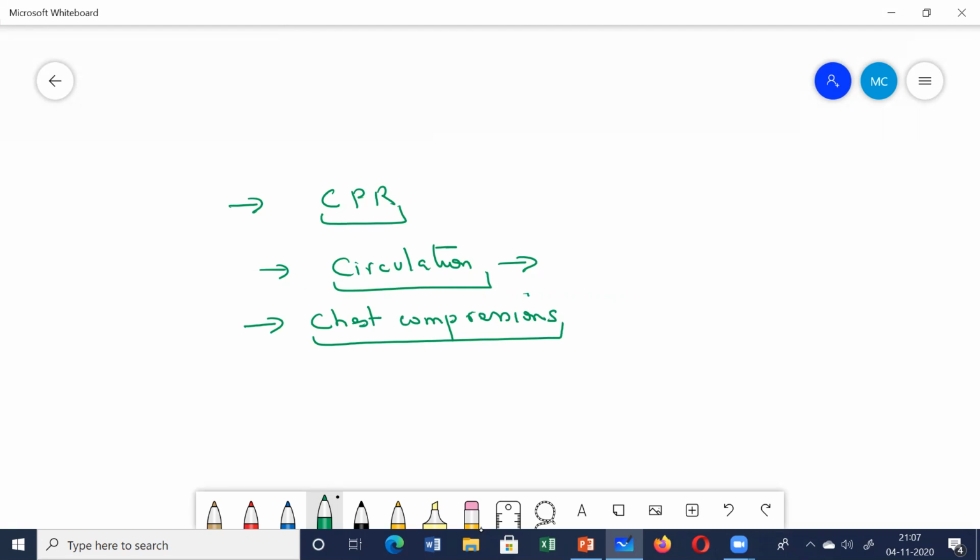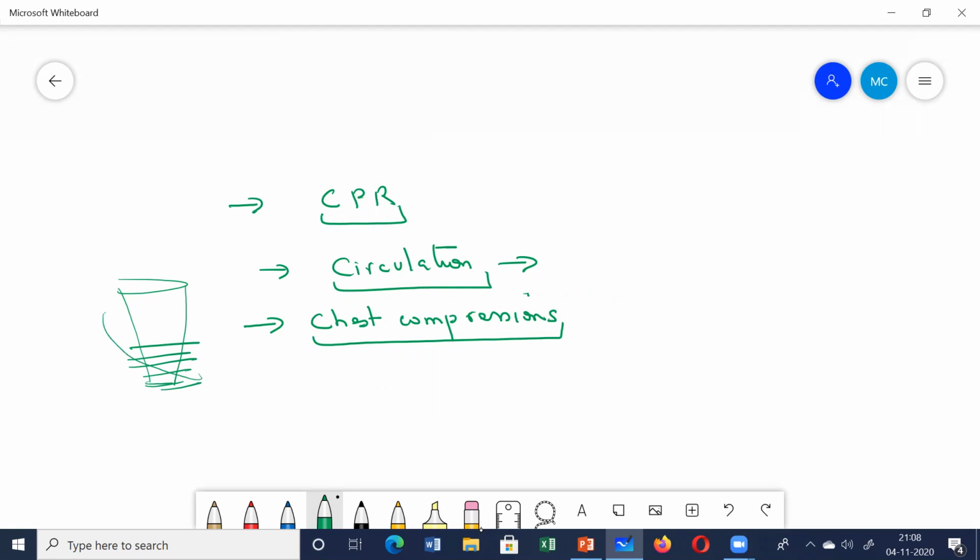The chest compression is mainly given on the lower half of the sternum. So the lower half of the sternum. Here we are mainly going to press with the heel of our hand. When we are compressing this lower half of the sternum, it is increasing the pressure inside the thorax. It is compressing the heart.